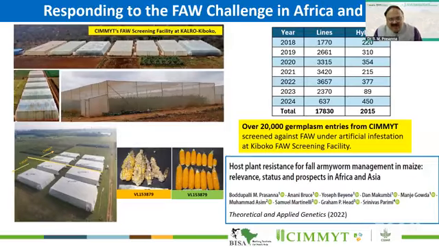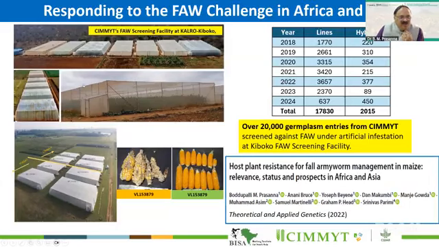When the fall armyworm broke out in 2016 in Africa, CIMMYT, at the time I was the maize program director, we established the world's largest facility for fall armyworm screening at our research station called Kiboko, which is a 2.5 hours drive from Nairobi. At this site, you can see 16 such screen houses, each screen house one-third of the size of an acre.